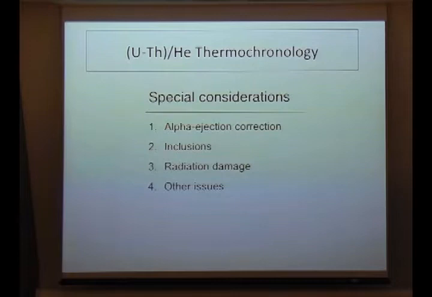I'm going to cover a few of them. Three that I think are, in my opinion, some of the bigger ones: the idea of what this alpha ejection correction is, that this correction I've alluded to, and why we have to measure the size of a crystal. I'll talk a little bit about the problem of inclusions. I'll talk then about radiation damage and how it affects helium dates. And then I've grouped a whole bunch of other things into other issues that I'll touch on briefly. And even in that, I've left out some things. But these are the ones that I think are some of the biggest.